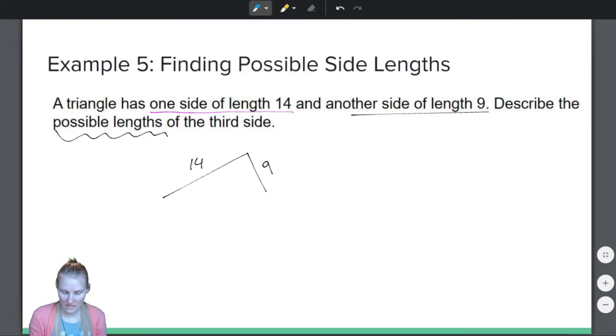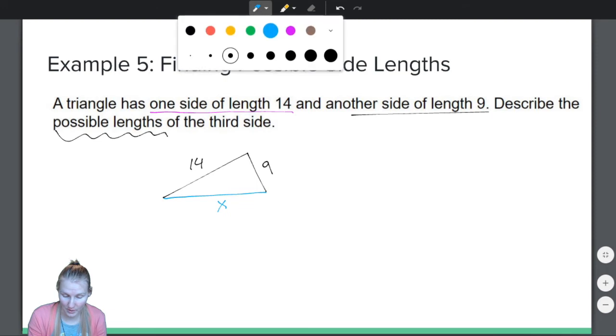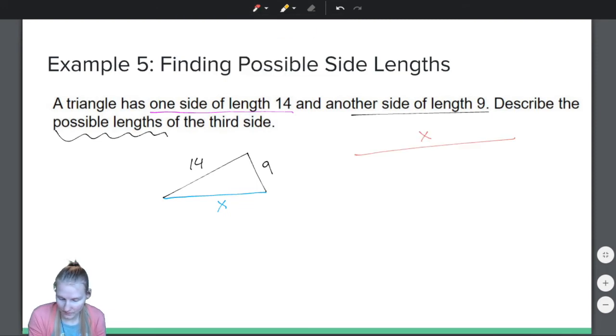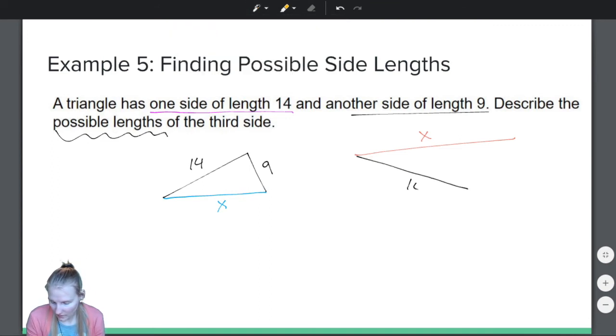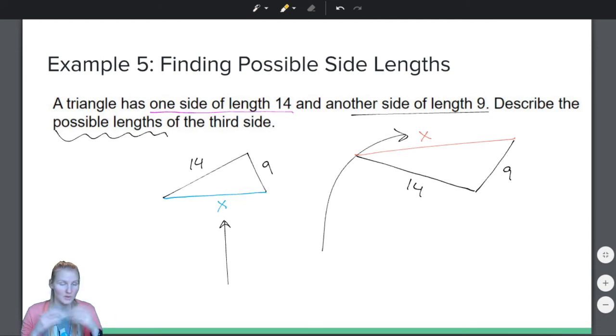So there's 2 different cases here. We want to find what is the smallest number that x could be, and what is the biggest number x could be. So what if x was the biggest side? Then we have 14 and 9. So x could either be the smallest side or it could be the biggest side. It could be the side in the middle, but we want to know all of the possible lengths.